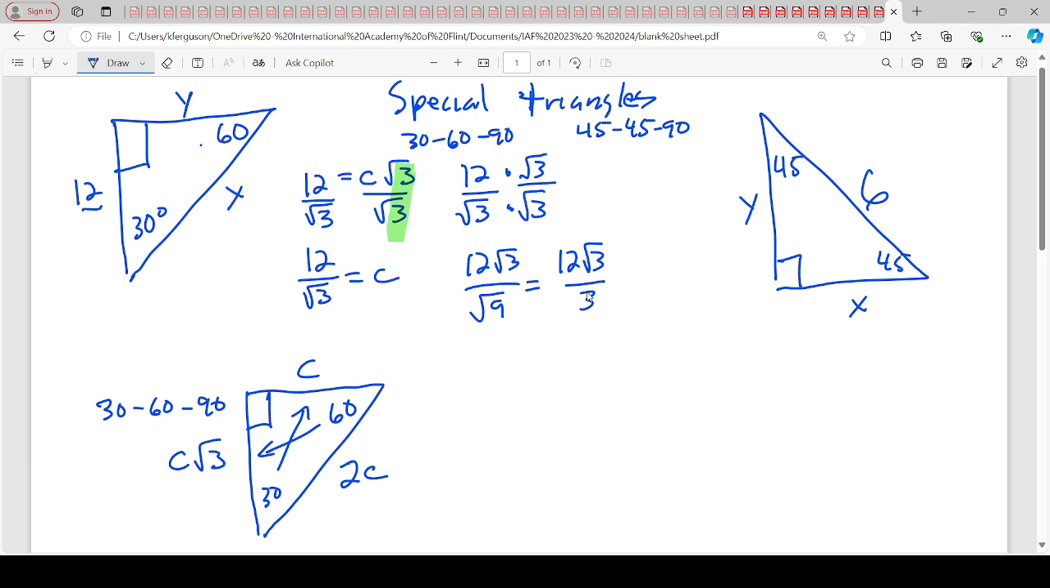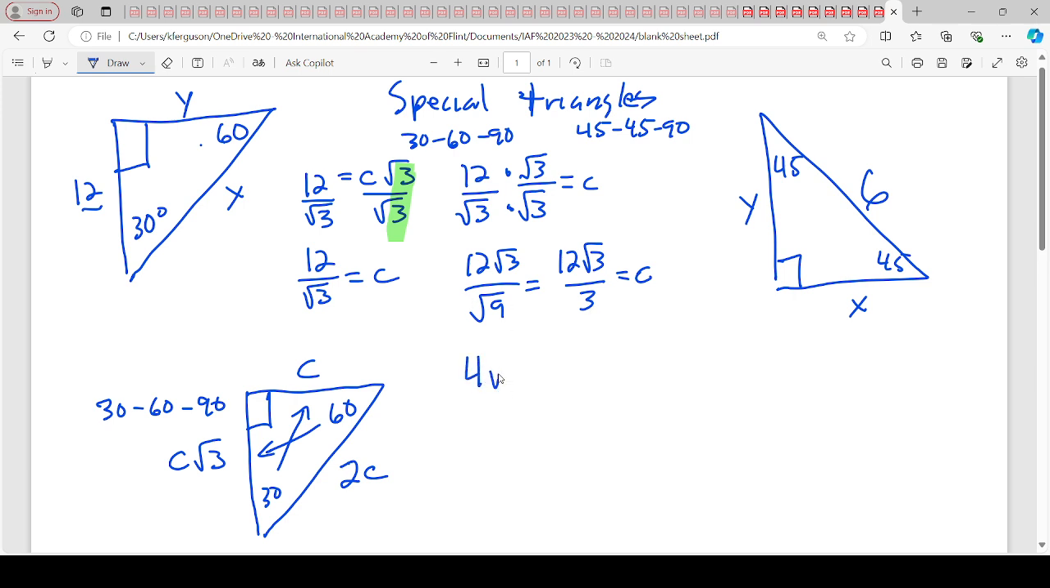Shoot, I forgot this is equal to C. So the last thing about this is that if I have a fraction, you always reduce it. And 12 is outside the square root, 3 is outside the square root. So 12 divided by 3, I can do that. 12 divided by 3 is 4.